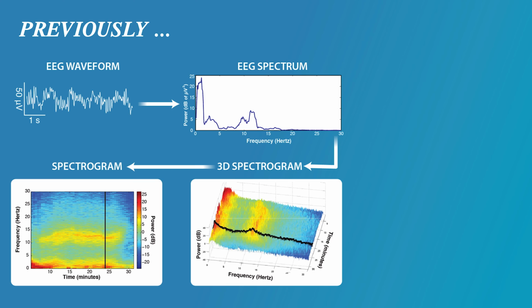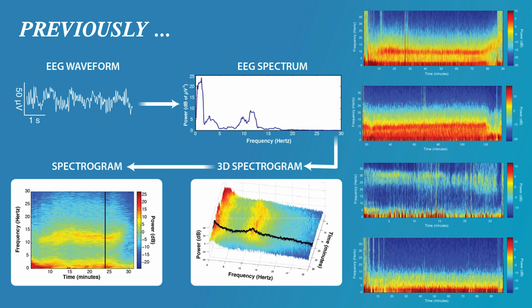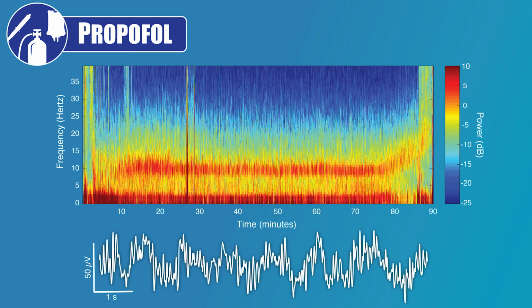In a previous video, we discussed the EEG waveform and spectrogram and how general anesthesia with different anesthetic drugs results in distinct patterns. In this video, we'll be discussing Propofol. Propofol is the most widely administered anesthetic drug. It is used as an induction agent for sedation and maintenance of general anesthesia.